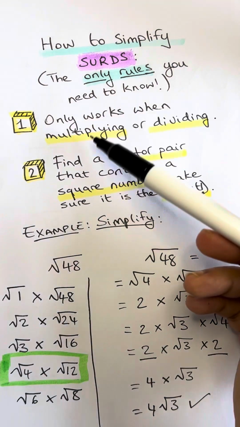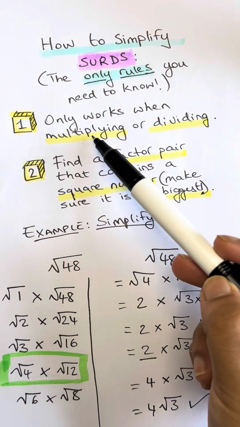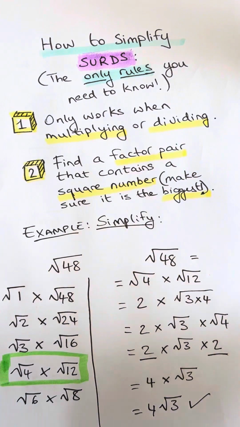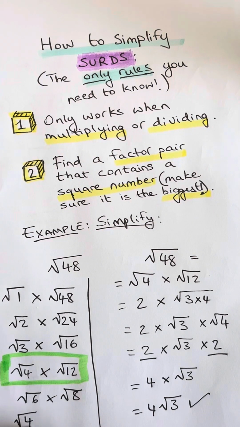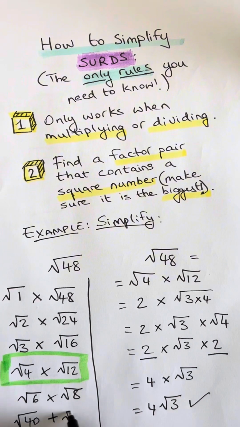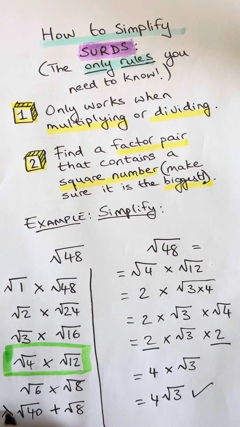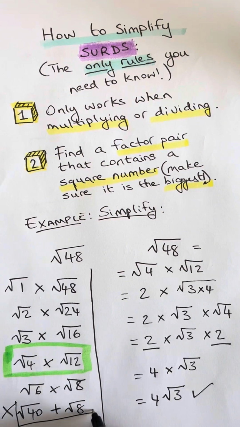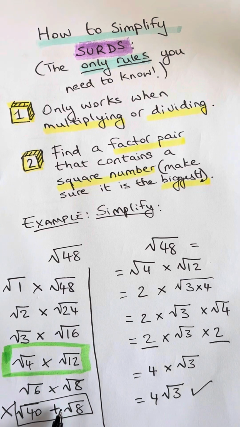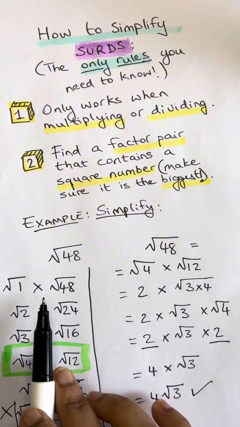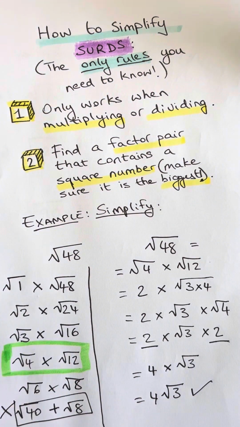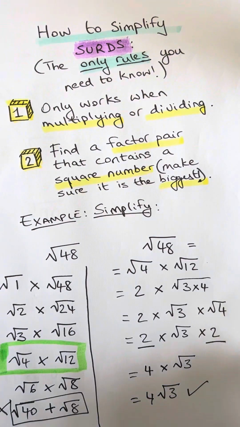First rule: when I said that it can only work by multiplying or dividing, what I mean is that when you're looking for the factors, you cannot write something like this. You can't write root 40 plus root 8. This is an incorrect form. When you're looking for factors, you need to be writing it down with multiplication.